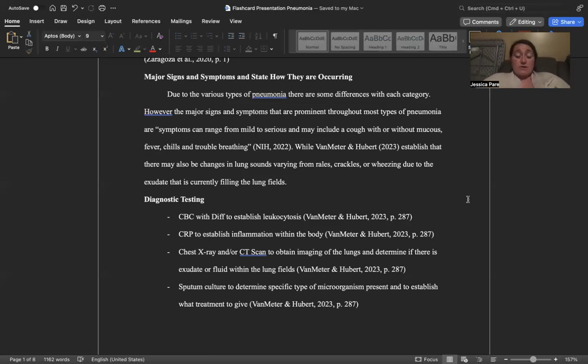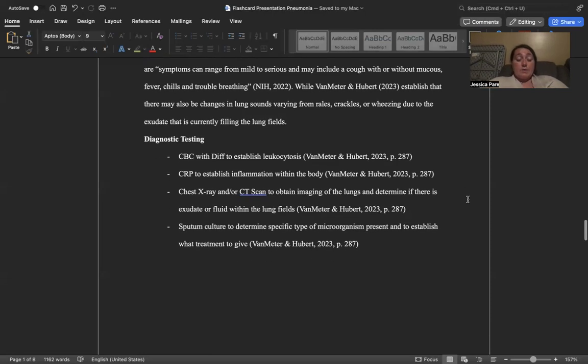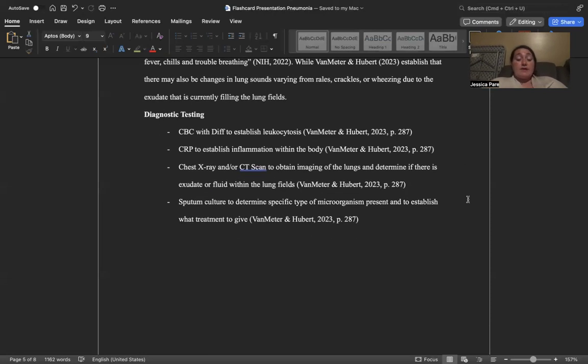For diagnostic testing for pneumonia, we would like to obtain a CBC with DIFF to establish leukocytosis, CRP to establish inflammation within the body, a chest x-ray and/or a CAT scan to obtain imaging of the lungs and determine if there is exudate or fluid within the lung fields, as well as a sputum culture to determine the specific type of microorganisms present and to establish what treatment we would then give.